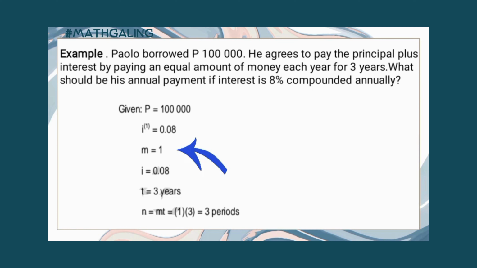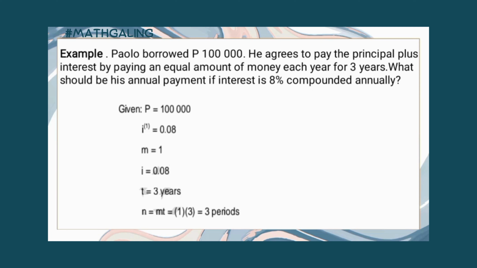And then we have M is equal to 1, since it is compounded annually. And we have the I, it is equal to 0.08 because the interest is 8%. Then our time is 3 years. N is equal to M times T. We substitute M is equal to 1 and T is equal to 3. That is 3 years. So 1 times 3 is equal to 3 periods.